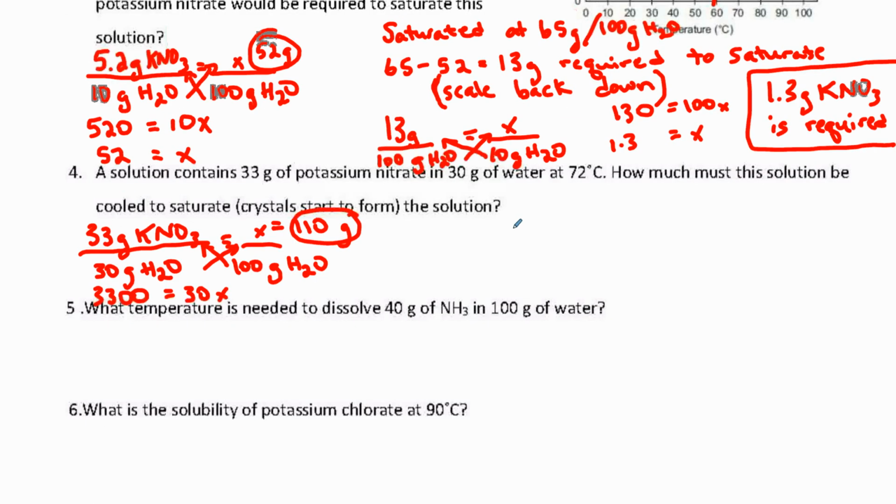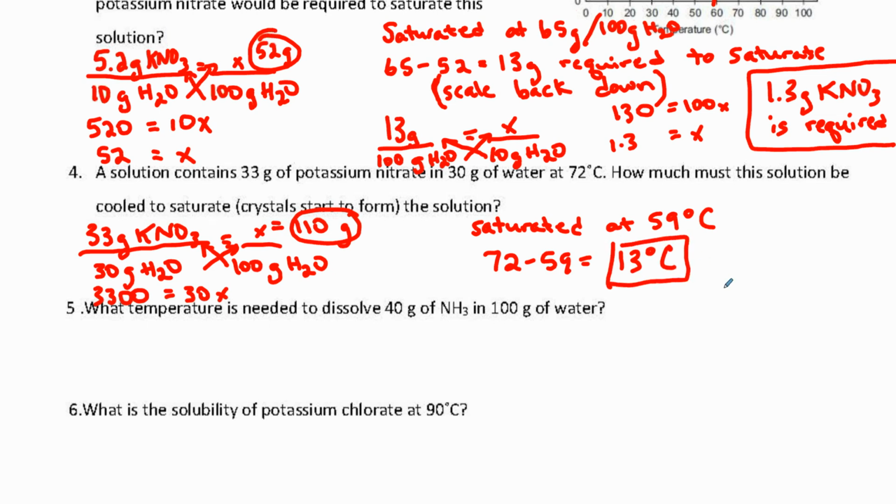So there, what you would do is say, okay, it's saturated at 59 degrees Celsius. 72 minus 59 is a difference of 13 degrees Celsius. Okay, so why in this question am I not scaling back down? Okay, so in this previous question, I scaled up to be out of 100 grams.